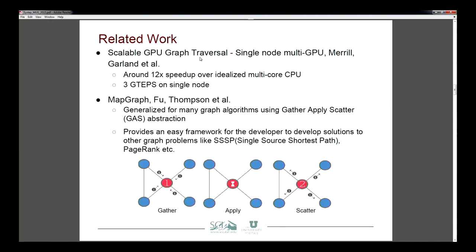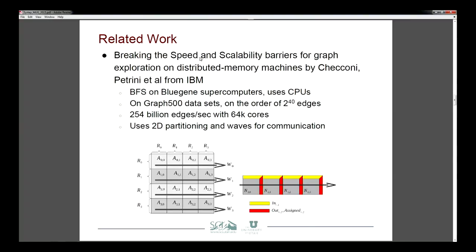And then this MapGraph is our single GPU code, which is actually what went into the cluster BFS. And this is breaking the speed and scalability barriers, presented by IBM. They use an idea that we also use in MapGraph, which is the 2D partitioning of nodes in the graph.